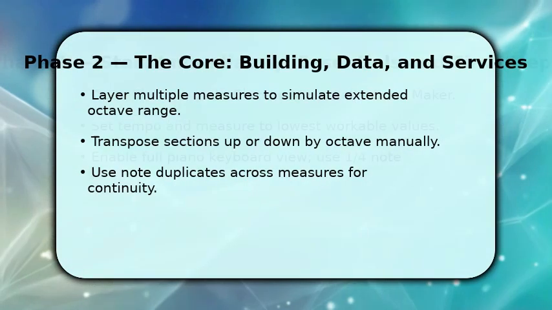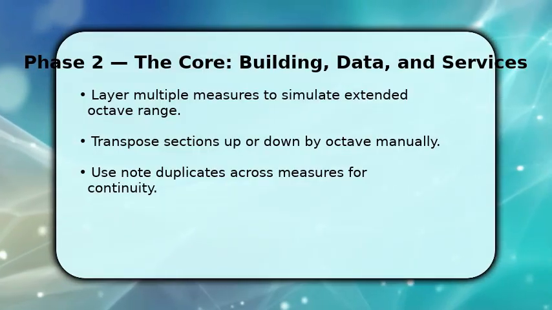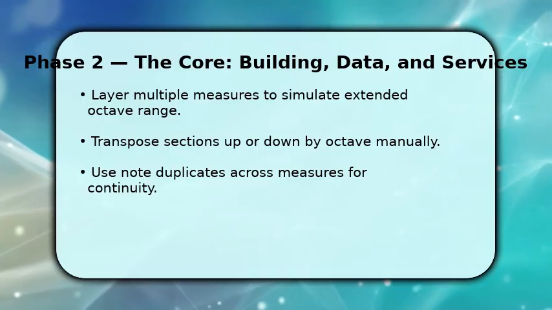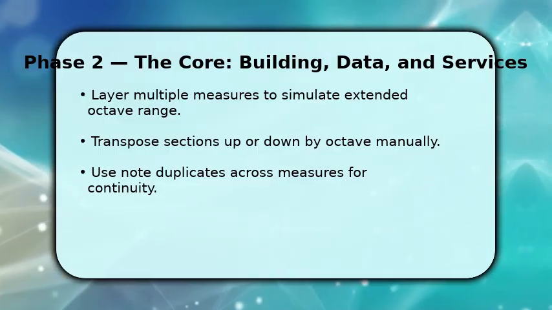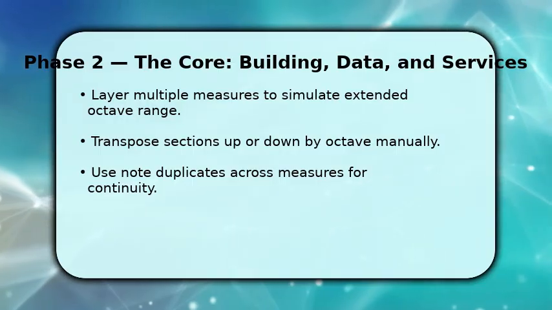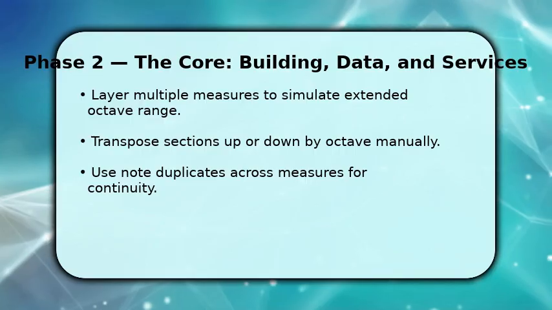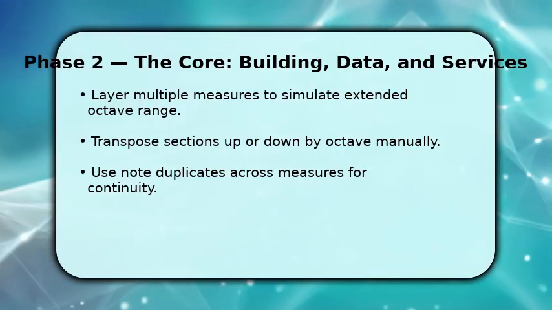Continue by extending the composition across several measures to simulate extra octaves. You'll place low notes in early measures, then transpose subsequent blocks up an octave to cover higher registers. Once placed, duplicate and shift note groups measure by measure. This creates a continuous 8-octave span despite the visual keyboard limits.